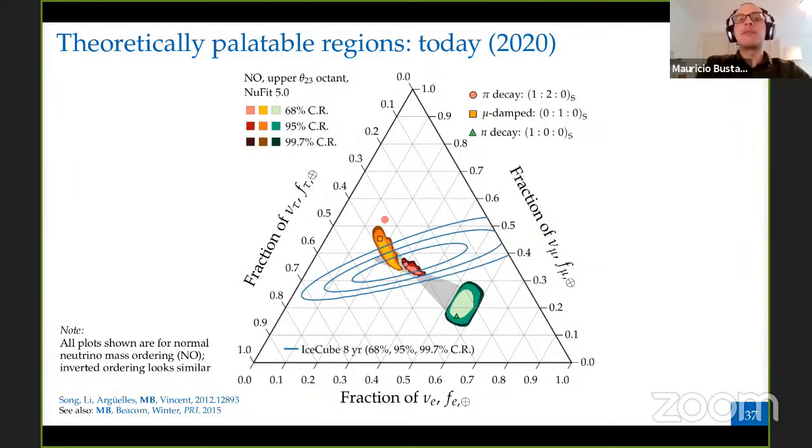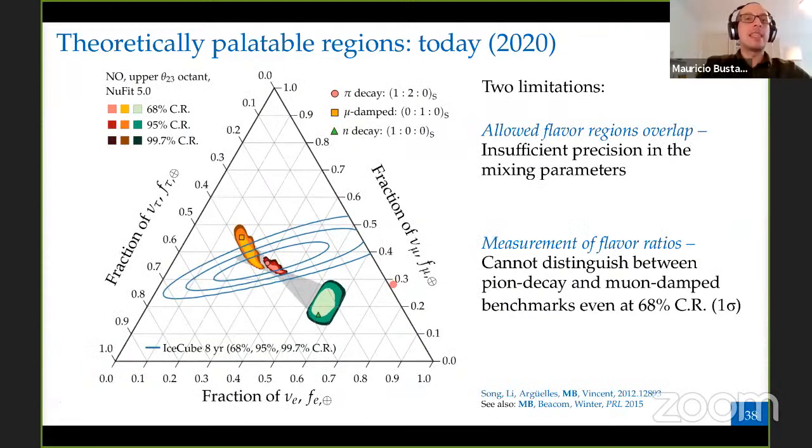That means that it's going to be difficult to distinguish between, for instance, these two possibilities, production by the red one, the full pion decay chain, and production by the muon damped case. We don't have the resolution to distinguish between them now. So the first limitation is that we have large errors so far, at least large enough that they confuse these two predictions, the orange and the red one.